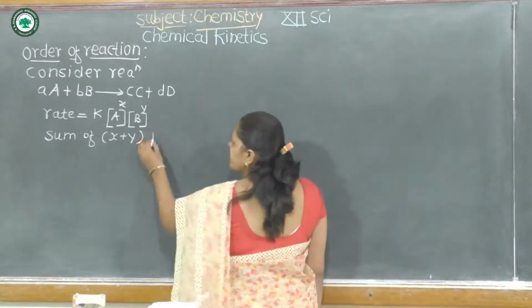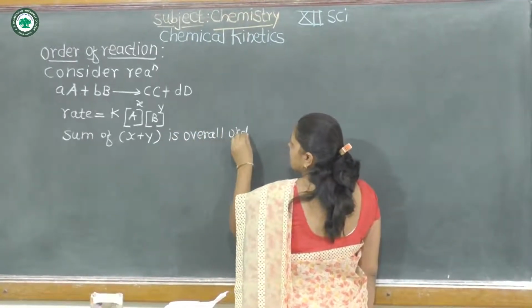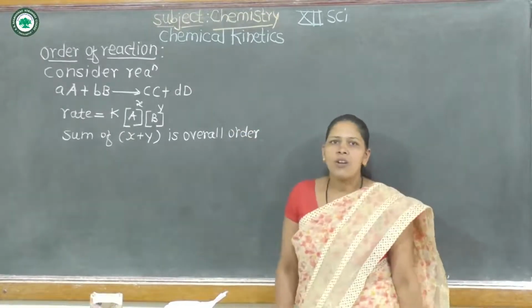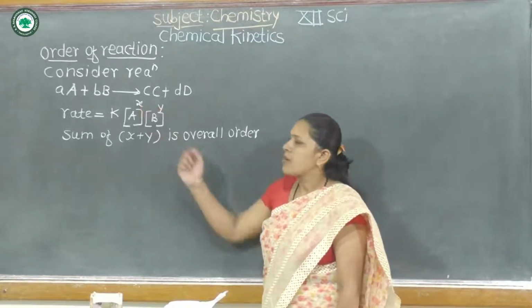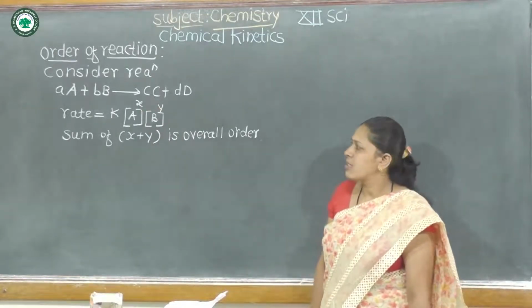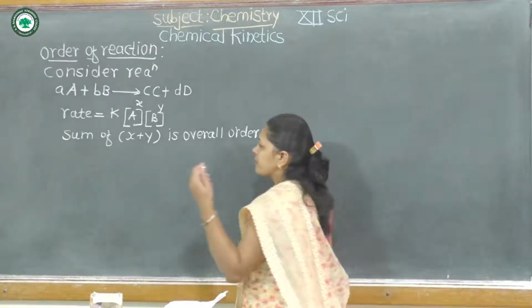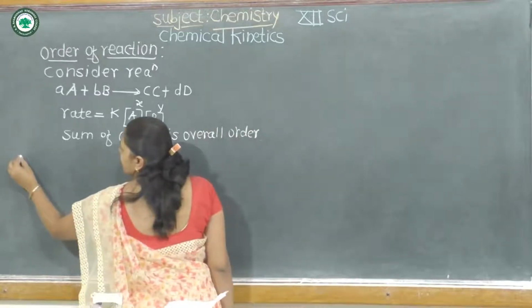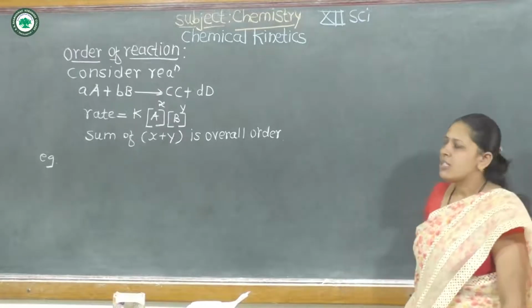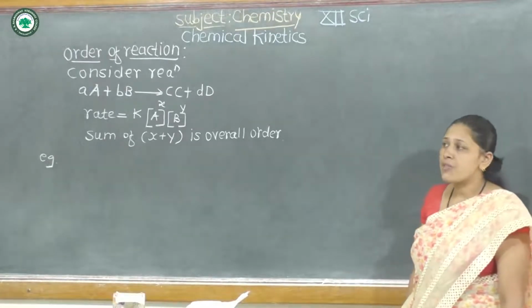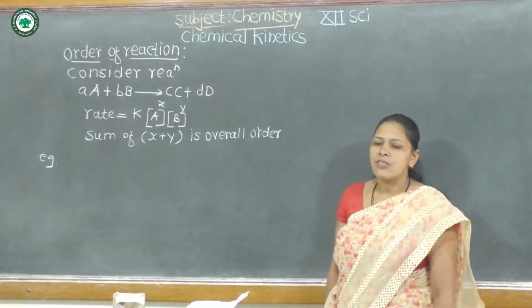Thus, overall order of reaction can be defined as the sum of power of concentration terms in the rate law expression. For example, we know that order of reaction cannot be taken from stoichiometric coefficients. It is purely an experimentally determined quantity.